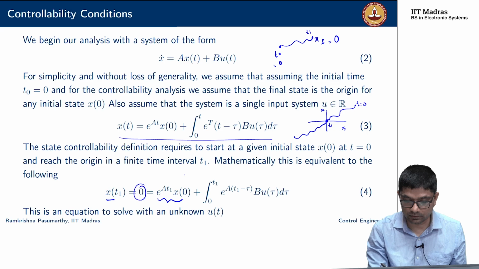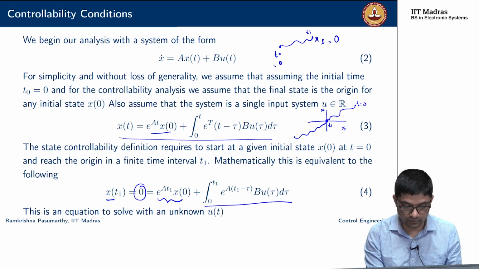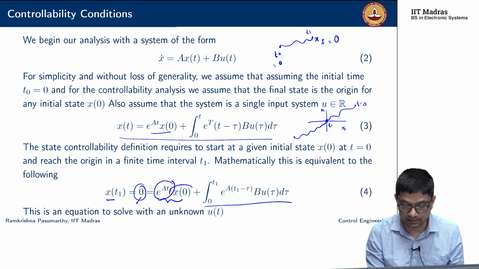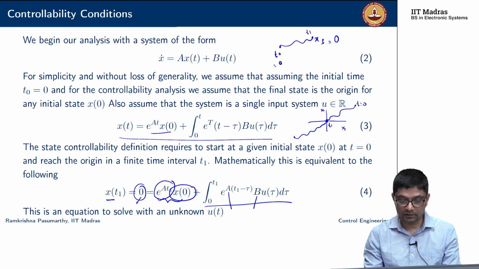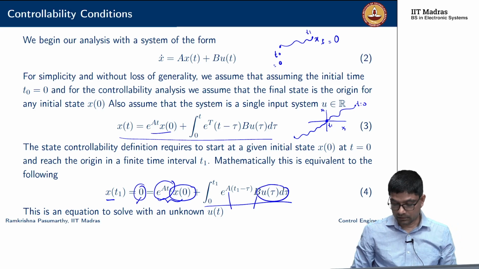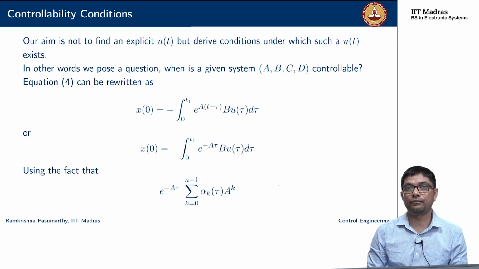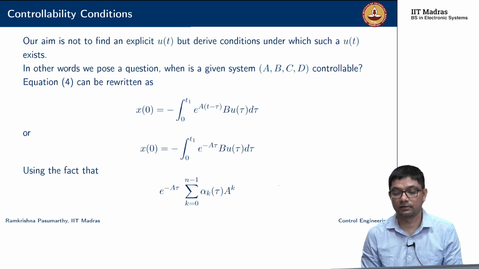E power a t1 remains as it is. I am just looking at what happens at t1. So look at this expression. Of course, e power a t1 is a known quantity, the initial condition is a known quantity, and B and A are properties of the system. So this boils down to an equation where the only unknown is u. I will not be interested here in finding the exact u, but in deriving conditions under which u of t exists.